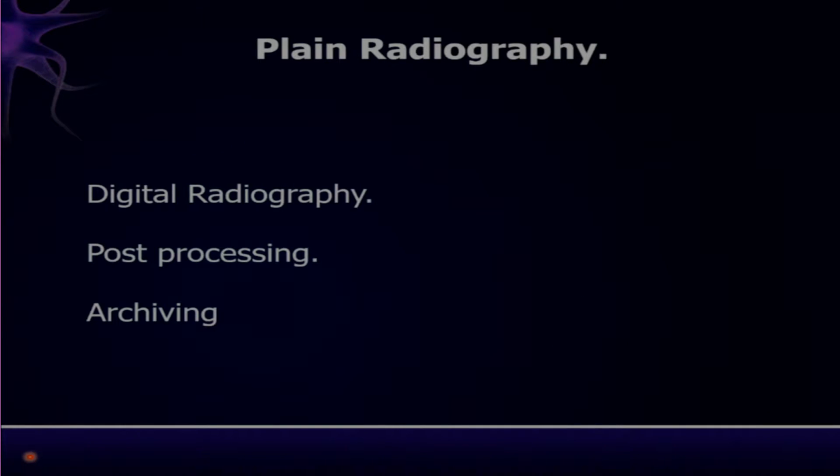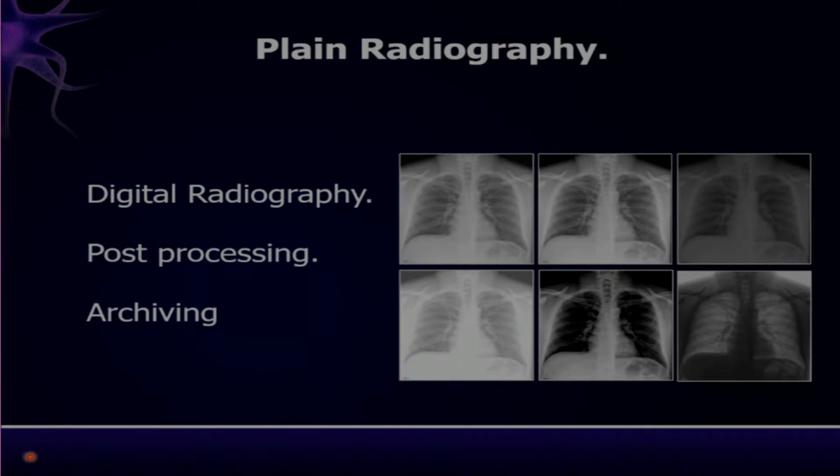In plain X-ray or plain radiography, the main advancement is digital radiography with post-processing facility and archiving ability. Here is a chest X-ray of an adult patient at different contrast levels, different window levels. You can see the soft tissues, the bones, the lung, the lung vessels, whichever way you want, and you can magnify, zoom, and measure accurately with these post-processing units. So you don't have to repeat the X-rays.